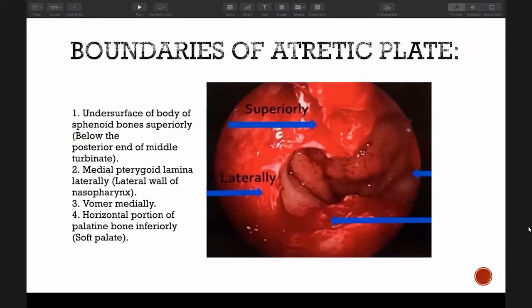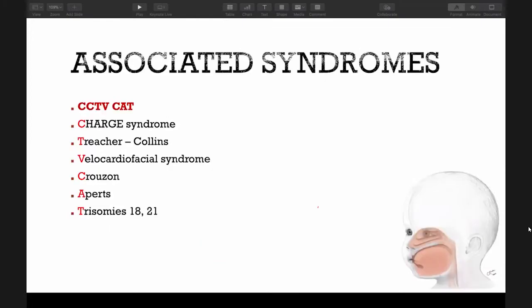What are the boundaries of an atretic plate? We have superiorly the sphenoid bone. Then we have the medial pterygoid lamina laterally and vomer medially, and for the inferior boundary, we will have the horizontal portion of the palatine bone. Associated syndromes include CHARGE syndrome, Treacher-Collins syndrome, Velocardiofacial syndrome, Crouzon syndrome, Apert syndrome, and then we have trisomy 18 and 21.